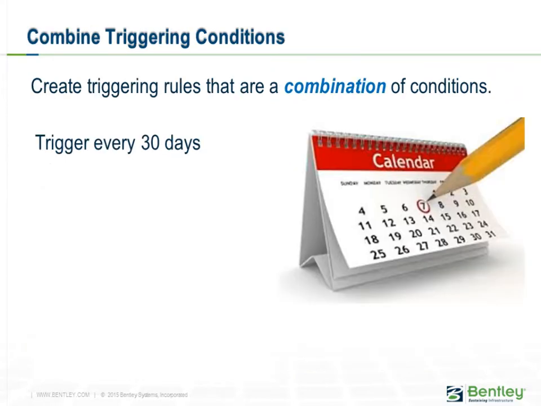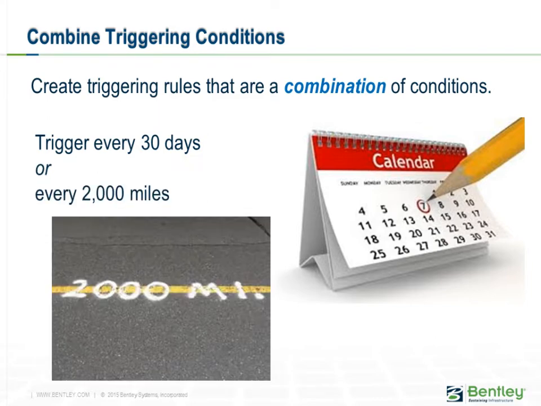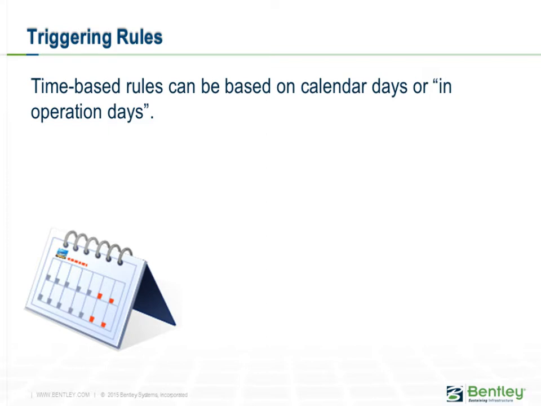It is possible to create rules using a combination of conditions. For example, you might define a triggering rule for a standard job that will trigger every 30 days or every 2,000 miles. Time-based triggers can be based on calendar days or in-operation days.